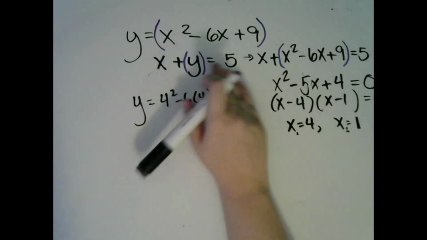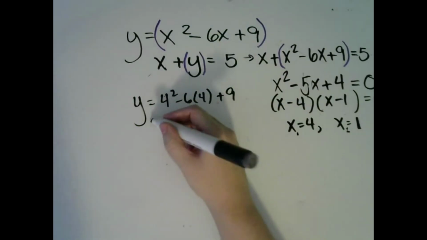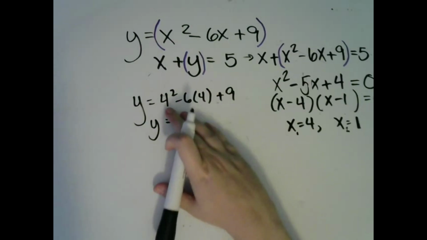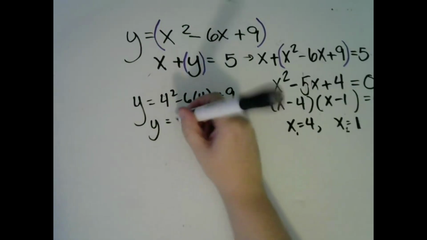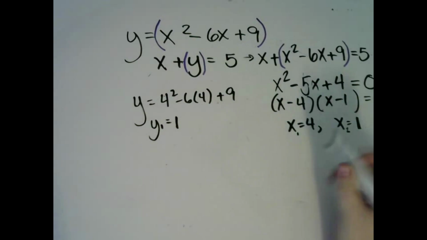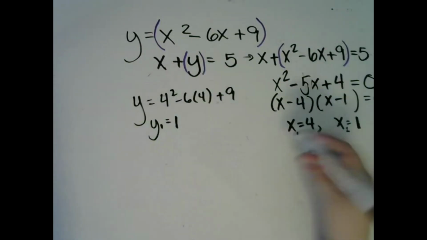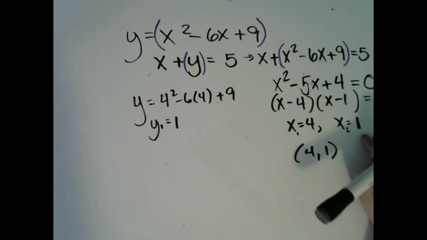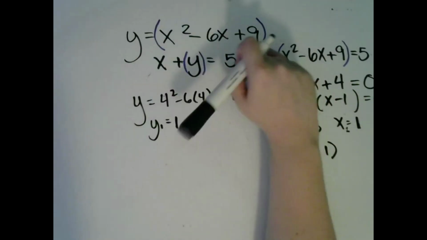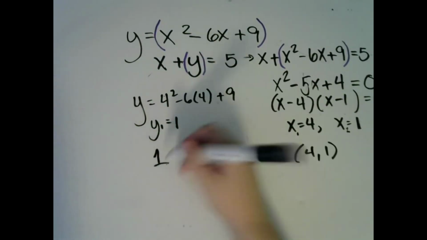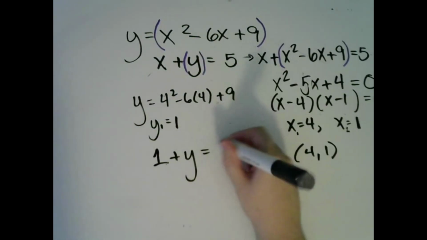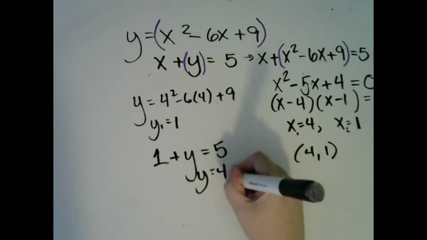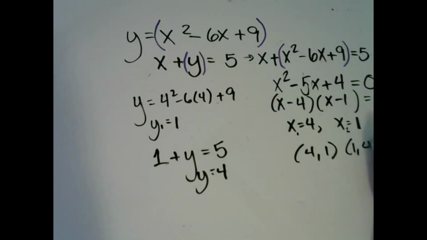And we could have used either equation. I ended up choosing the first one, although the second one was probably easier. I've got 16 plus 9 minus 24 is 1. And so my first answer, x1, y1, is 4, 1. Then I need to plug in 1 to either equation. So let's try the second equation. 1 plus y is equal to 5. So y equals 4. My other equation is 1, 4. So my two solutions are 4, 1 and 1, 4.